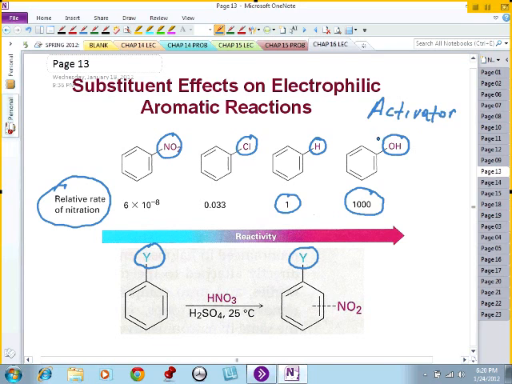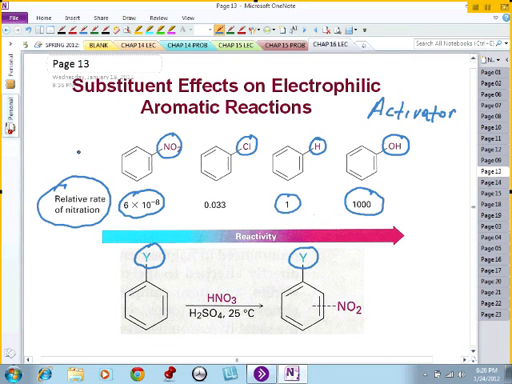So we say the hydroxy group is an activator. Now let us take a look at the nitro group on the other side of the spectrum. If you look at the nitro group, look at the rate of the reaction compared to the benzene molecule. It's almost millions of times less reactive than the benzene molecule.